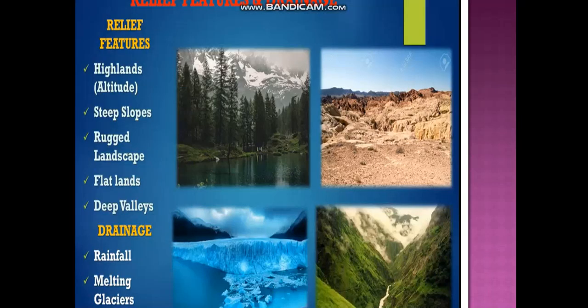Here are some examples of the relief and drainage features of the different regions of Pakistan. You can see in the first picture the high mountains, the altitude. This is rugged land. This is melting of the glaciers. These are deep valleys. So these are the different relief features of the Pakistani land, and the plain land as well, but the picture is not present here. As far as the drainage system of Pakistan is concerned, there are two sources of water. One is rainfall, and another is melting of the glaciers.